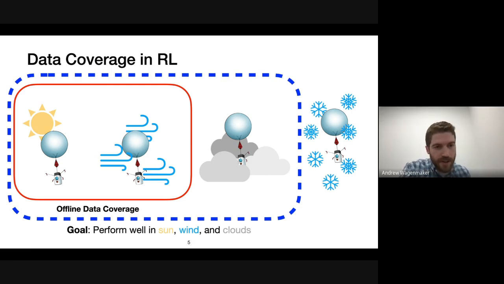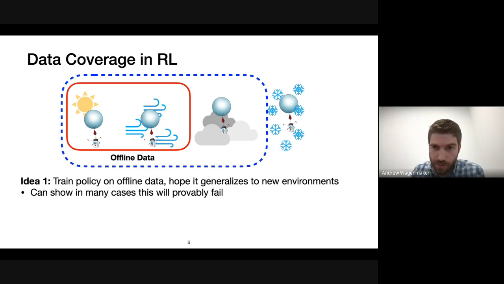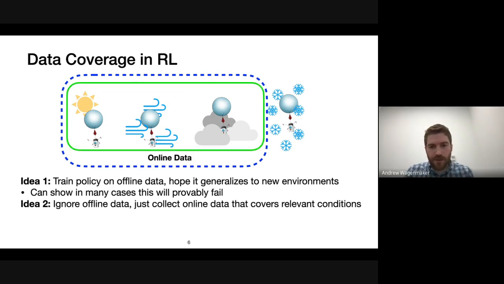We only have data in sun and wind, so how do we approach this problem? Well, the first thing we could do is just train a policy on the offline data and hope it generalizes. Again, this is actually known to not work, because C-star in this case would be large. We don't have coverage of the optimal policy. This is a bad idea. If we went for the fully online case, we could collect online data and cover all of the space.